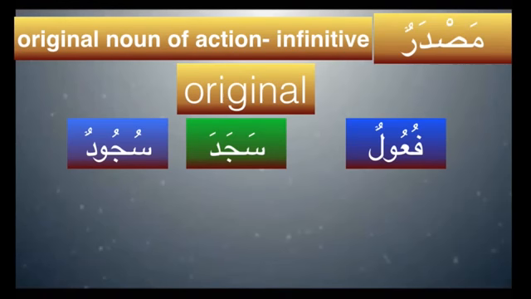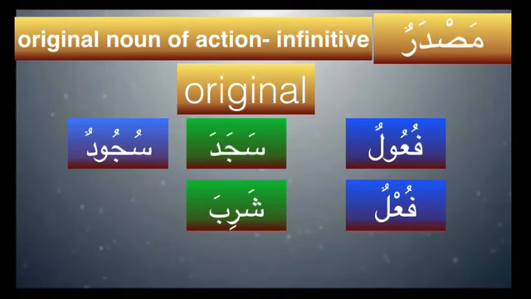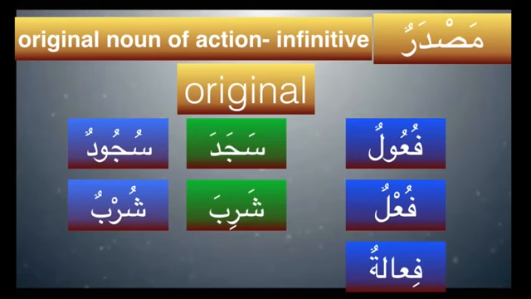So the masdar which has the verb-based letters is the original masdar. We're going to learn some more patterns today, just so that we can get a little bit more understanding. The second pattern is fu'ulun. For example, shariba will be shurbun. So it is drinking. Shariba, he drank. Shurbun is drinking. The third pattern which we learn today is fi'alatun.